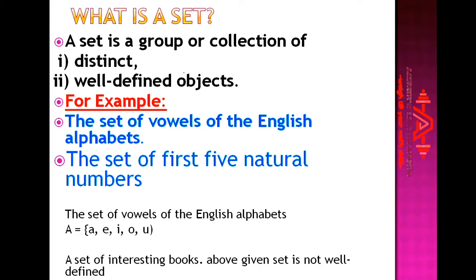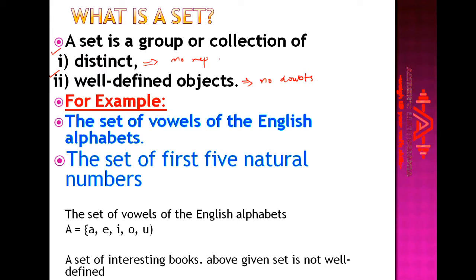Actually, a set is a group or collection of well-defined and distinct objects. Distinct means no repetition in any element of a set. And a well-defined object means the objects or members of the set are totally well-defined. It means that there is no ambiguity or no doubt in any element of the set, that either it belongs to a set or does not belong to it.